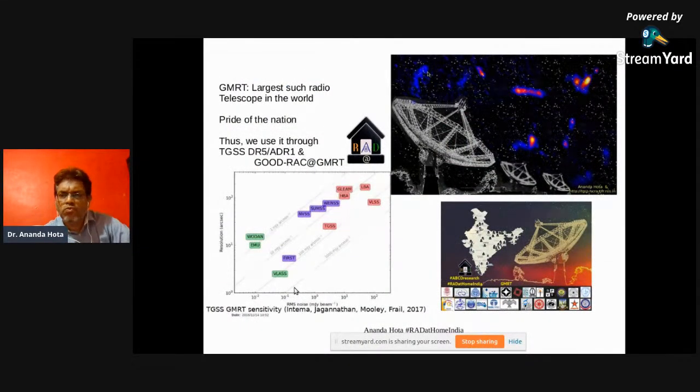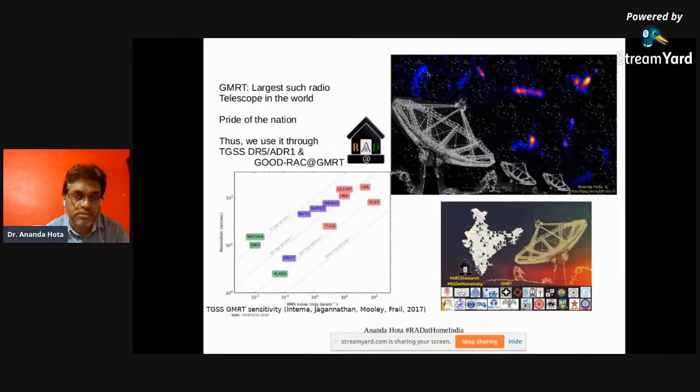Okay, so why GMRT, why Radio at Home? Anybody is going to ask naturally. GMRT is the largest such array of dishes, the largest such radio telescope in the world. Other telescopes may be bigger or smaller in some different parameter, but this kind of dish array, aperture synthesis array, with so many dishes looking at the same part of the sky, rotating and tracking the sources, this is the largest, and this is the pride of the nation.